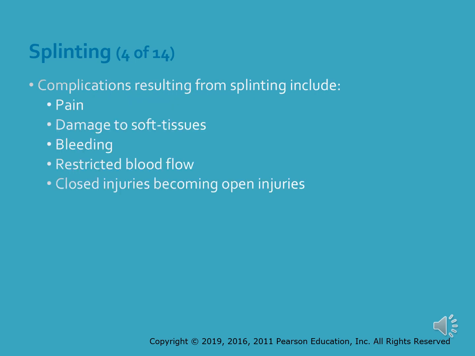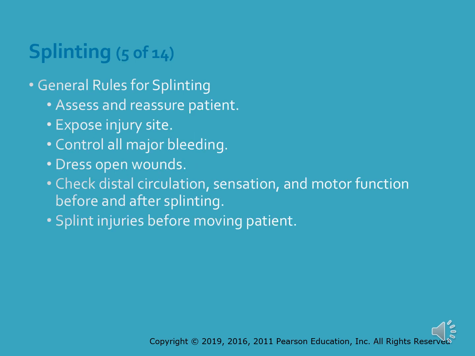Complications resulting from splinting can include pain, damage to the soft tissues, bleeding, restricted blood flow, and closed injuries can become open injuries. The general rules for splinting are to assess and reassure the patient, expose the injury site, control all major bleeding, dress any open wounds, and check for distal circulation, sensation, and motor function before and after splinting, and then splint the injuries before moving that patient.